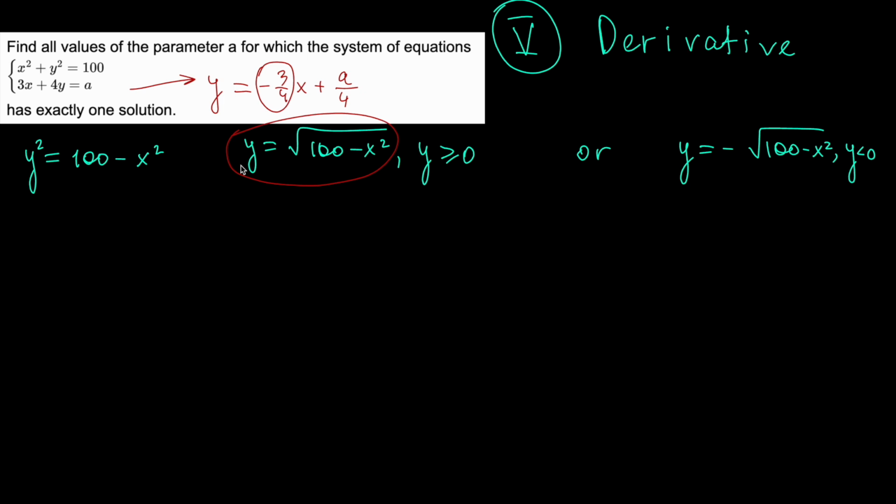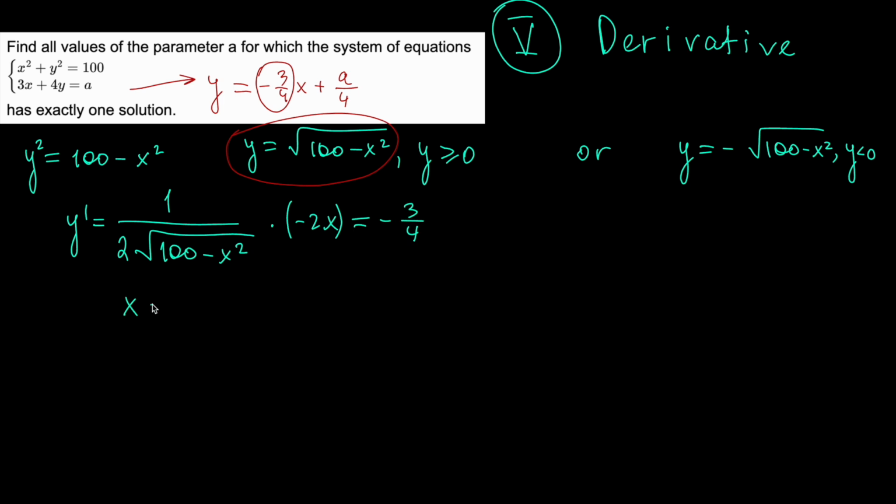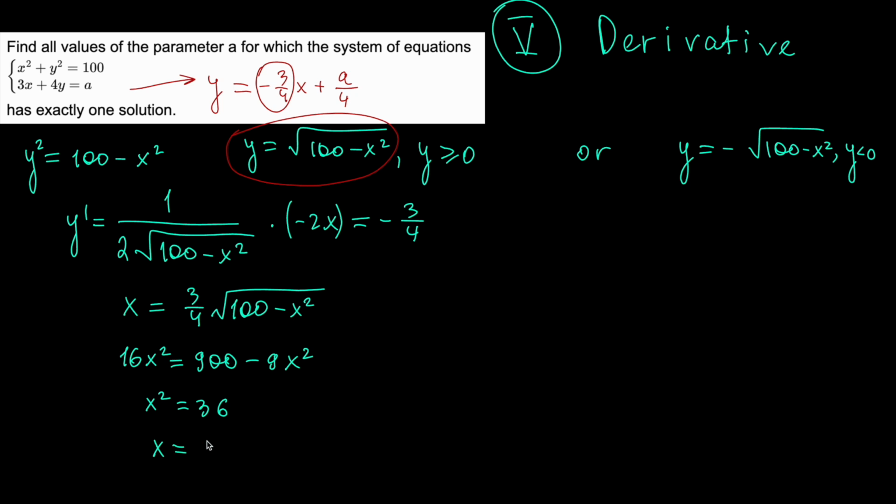And the idea here is to find such points on the graph of this function where the tangent has slope minus 3/4. So we're going to find the derivative of this function, which is equal to 1 divided by 2 square root of 100 minus x squared times minus 2x. And we're going to say that it is equal to minus 3/4. So we have an equation x equals 3/4 times square root of 100 minus x squared, which means that 16x squared equals 900 minus 9x squared. So 25x squared equals 900, or x squared equals 36. And x is equal to 6.